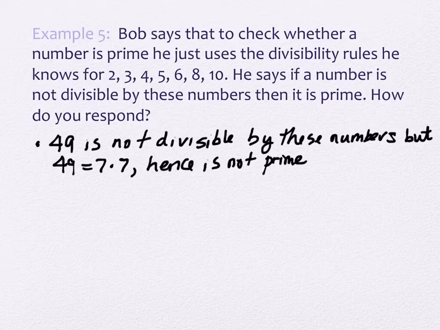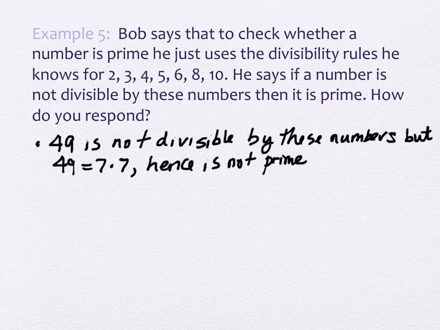So we call 49, in this case, a counterexample. It's an example showing that his method does not always work. Notice, we could word this question a little bit differently so that it would be a true statement, kind of like the last example you guys did that I was talking about when I was talking about your homework. We could say something like this. Bob says that if a number is divisible by 2, 3, 4, 5, 6, 8, or 10, then it's not prime. And then Bob would be right, right? That would be a true statement. But it's not enough to test with, right? There's other things that could happen.